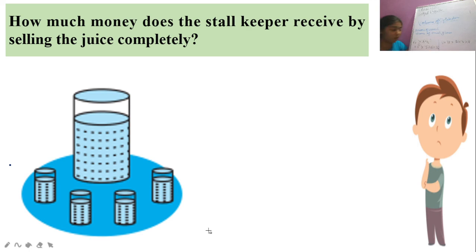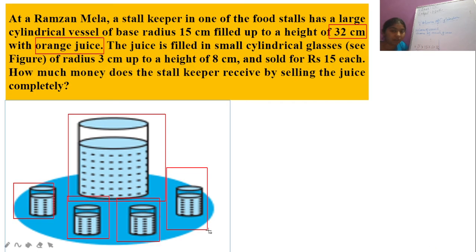Okay, so how will you do it? Do we have a volume for the vessel and the glass? Yes. So we will substitute all the values, so you can easily divide. This is the volume for the vessel, and for the volume of this small glass, from the dimensions given, we have 3 into 3 into 8.